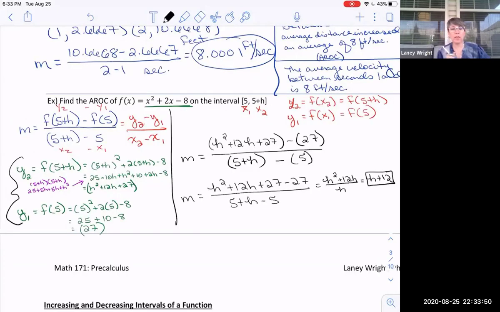Just remember, whenever they give you an interval, like they did here, those two values are your x1 and x2. So in order to find your f1, f2, you have to plug those values into the function.